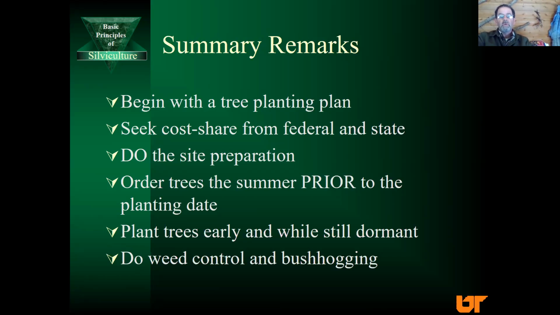It's also important that you order the trees the summer prior to the planting date, or otherwise if you wait too long, they may be sold out, or you might not get the species that you want. And then plant trees early while they are still dormant. You really don't want seedlings to be leafed out when you put them in the ground because they're very susceptible to either a late frost or to drought that can scorch those leaves. And then do your weed control and the bush hogging, as I said, for the first 3 years. And then your forest will be off to a good start.